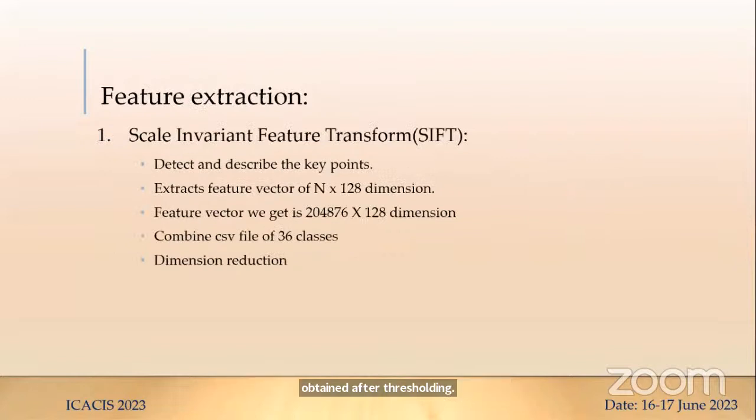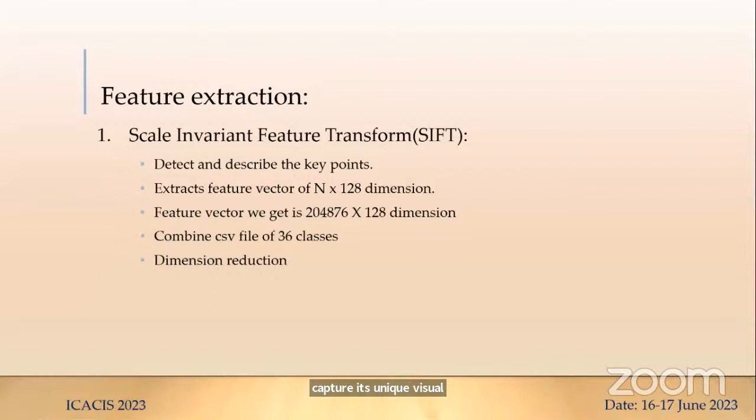Next part is feature extraction. First, we will talk about scale invariant feature transform, SIFT. Features are detected by analyzing the pre-processed image at different scales and orientations. Once features have been detected, they are described in terms of their visual properties. After this, a descriptor is generated for each feature that captures its unique visual characteristics.